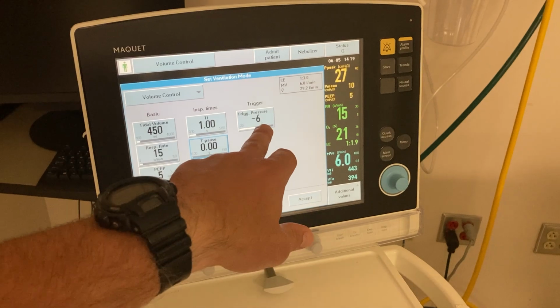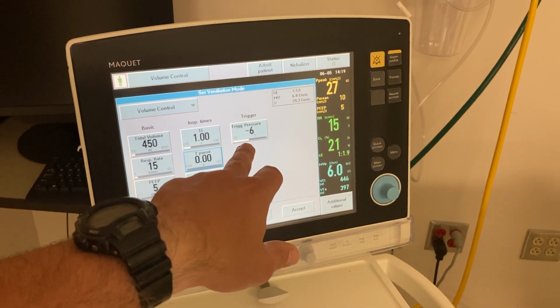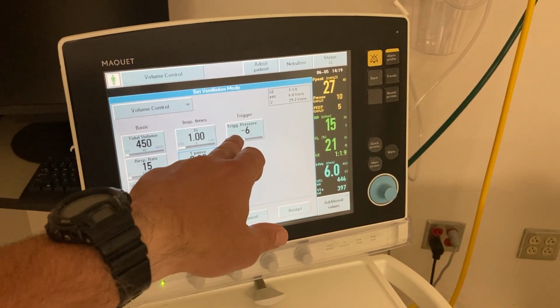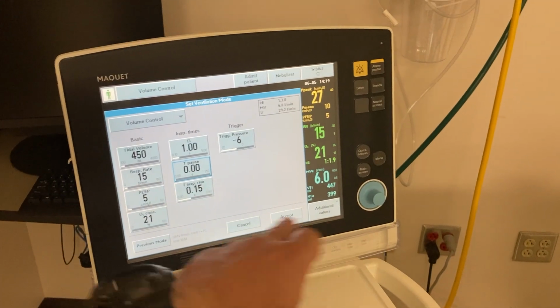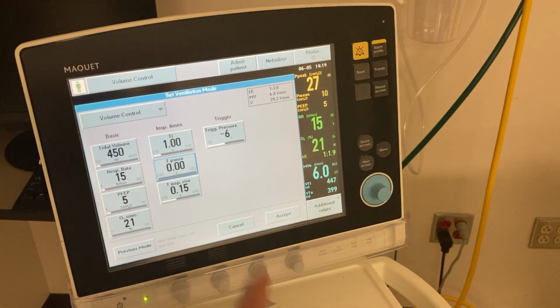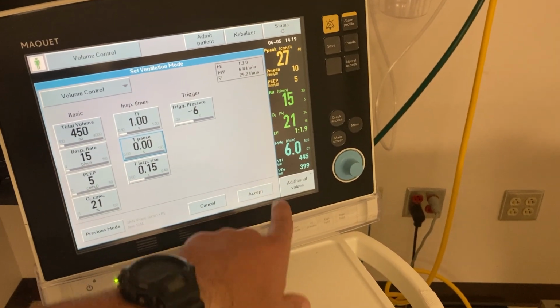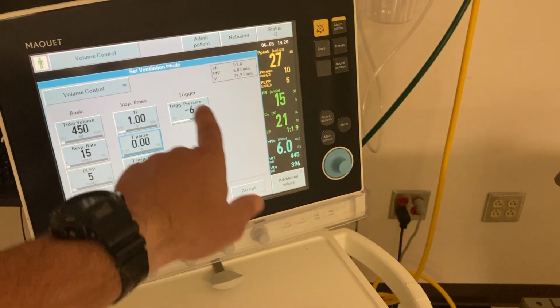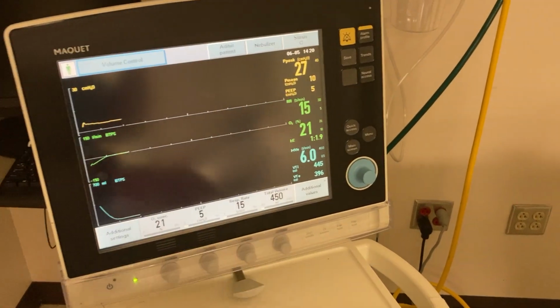Also, when looking at these settings, look at that pressure trigger. That pressure trigger is -6. We've probably locked this patient out from being able to trigger any breaths. So make sure you're attentive to your patient trigger as well, whether it's a flow or pressure trigger.